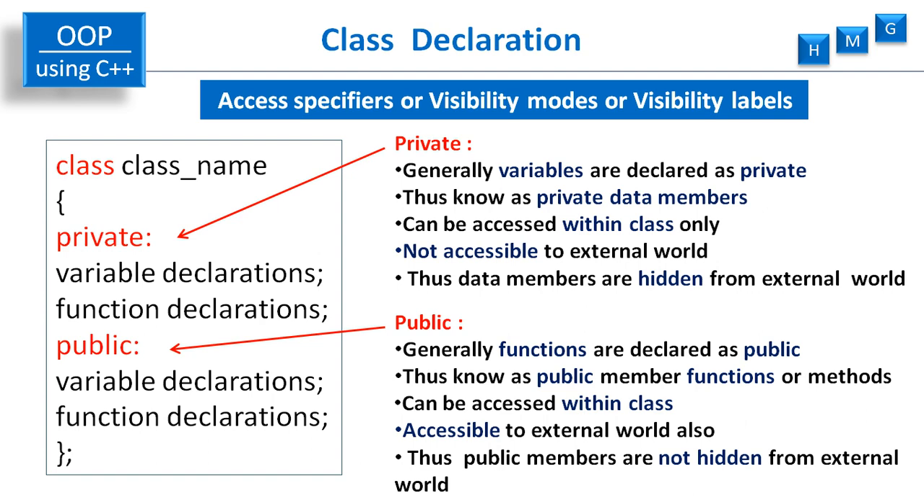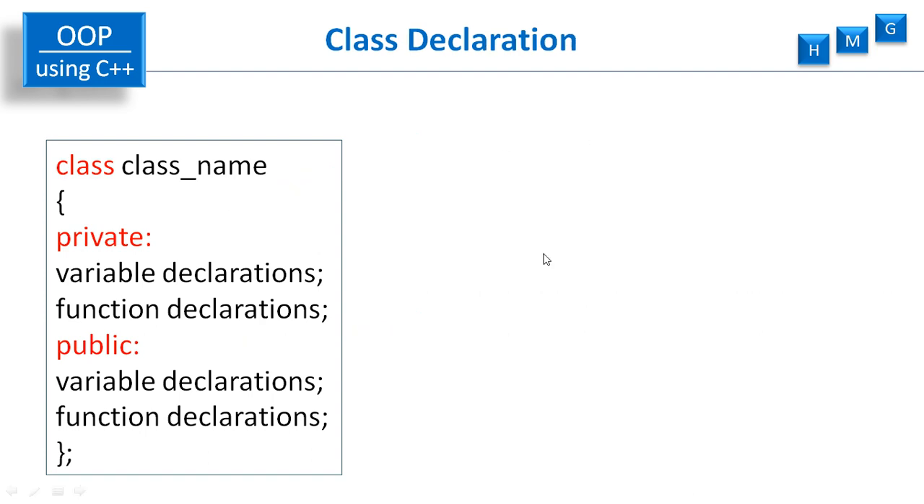functions, call these member functions, and the member functions will perform the operations on the data within the class, which are private data members. So this is the effect of private access specifier and public access specifier. They are also known as visibility modes or visibility labels. Let us understand the concept with the help of an example.